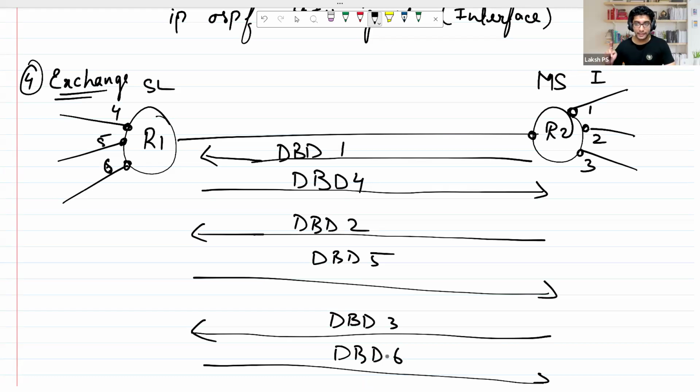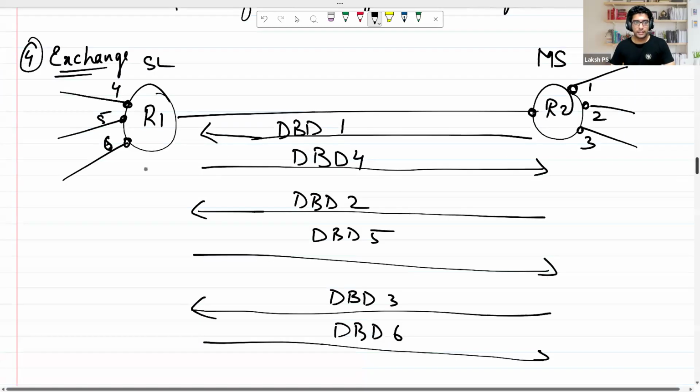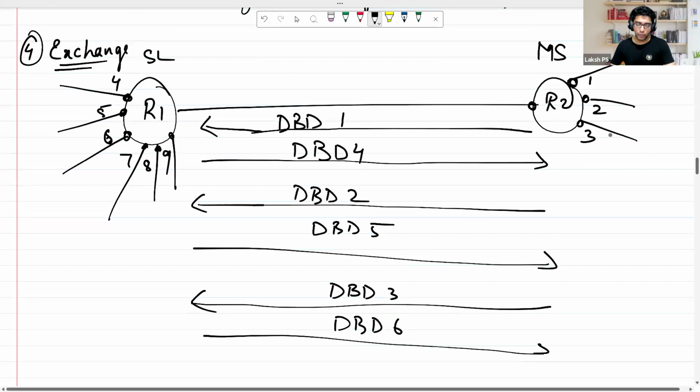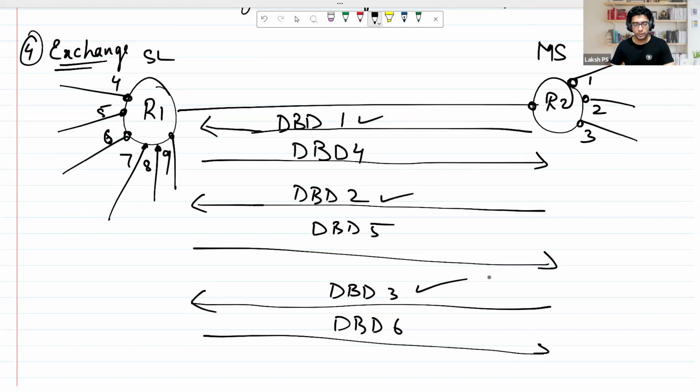Now, a trick question in the interview. Listen to this carefully. Let's say that R1 has three more links, 7, 8, and 9. But R2 only has 3 links. So here what happened? R2 has shared all his DBDs, DBD number 1, DBD number 2, and DBD number 3. R2 does not have any more links connected to it, so he is not going to share the information of those links, or it does not have any more DBDs to exchange with R1.